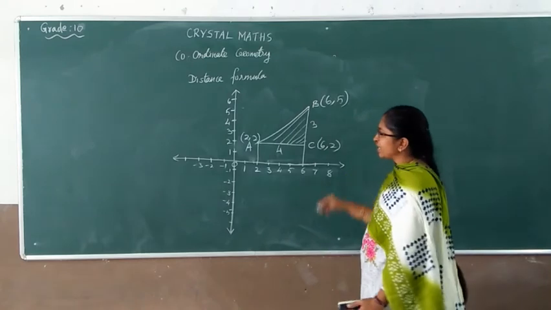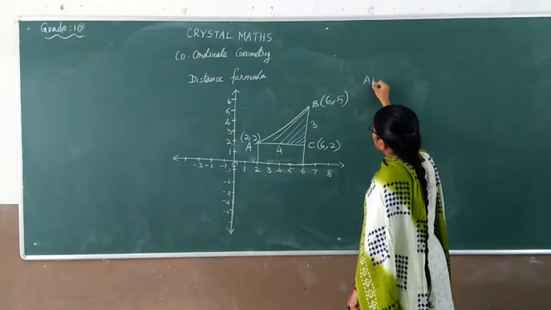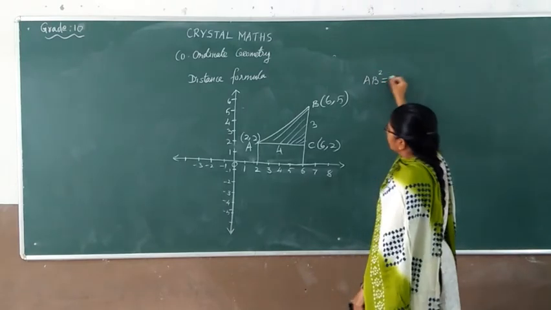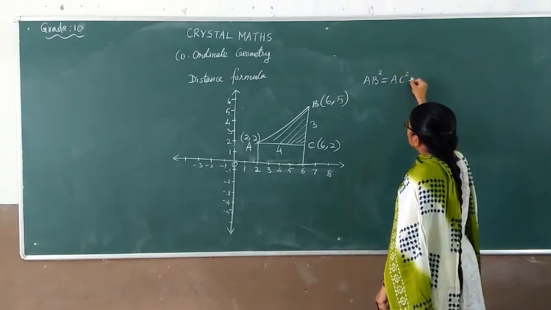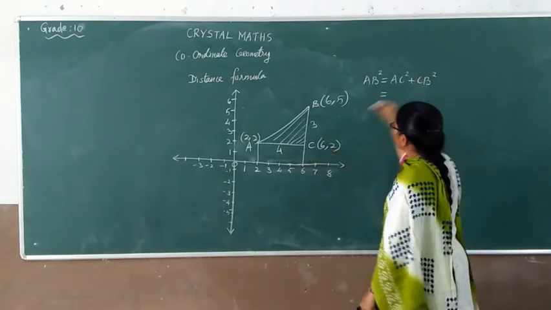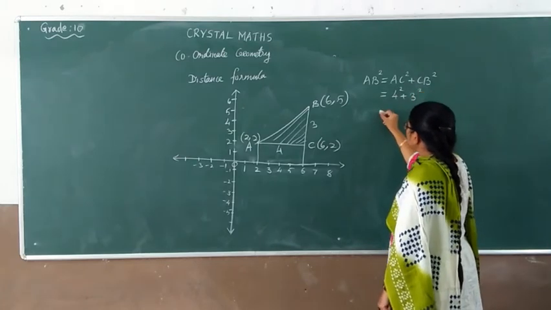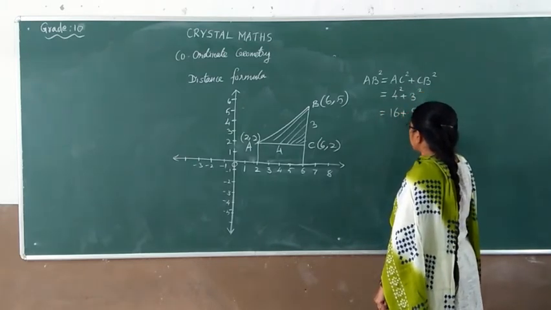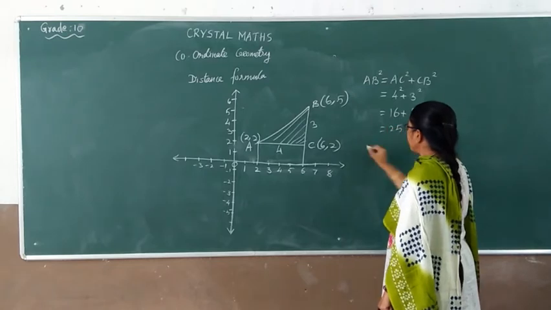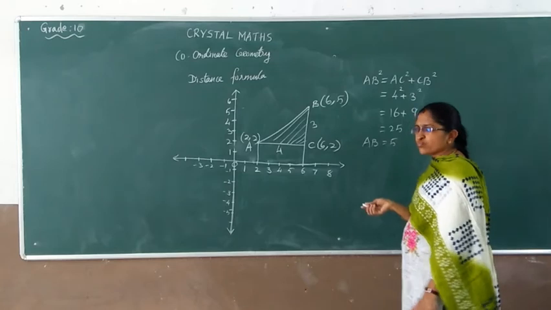Using Pythagoras, we can tell that. AB square will be equal to AC square plus CB square. AC square is nothing but 4 square plus CB square is 3 square, which is equal to 16 plus 9, that is 25. So AB equals 5. Square root of 25 is 5 units.